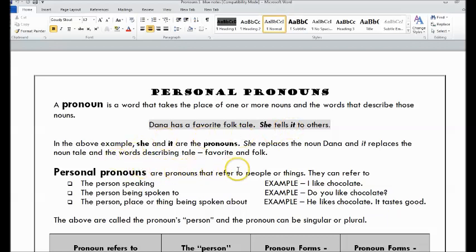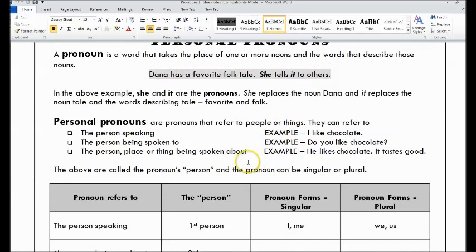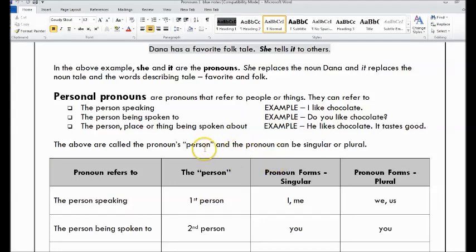Personal pronouns are pronouns that refer to specific people or things. And we refer to them as being singular and plural and having a person, first, second, or third person, as well as being subject and object. So if it's first person, it's the person speaking. You're speaking about yourself. I like chocolate. If it's second person, it's the pronouns referring to the person being spoken to. Do you like chocolate? I am speaking to you. You is second person. I is first person.